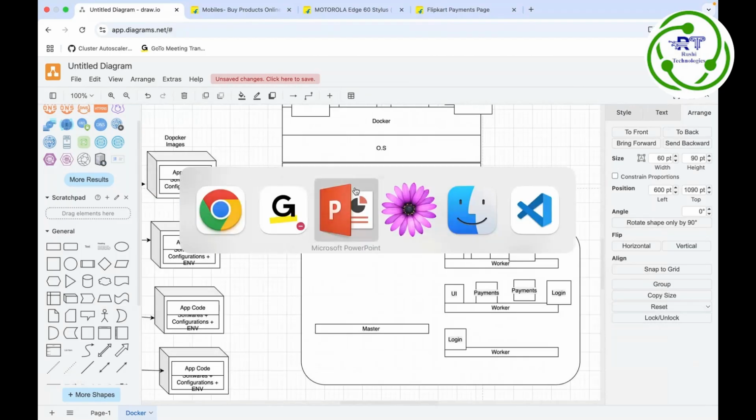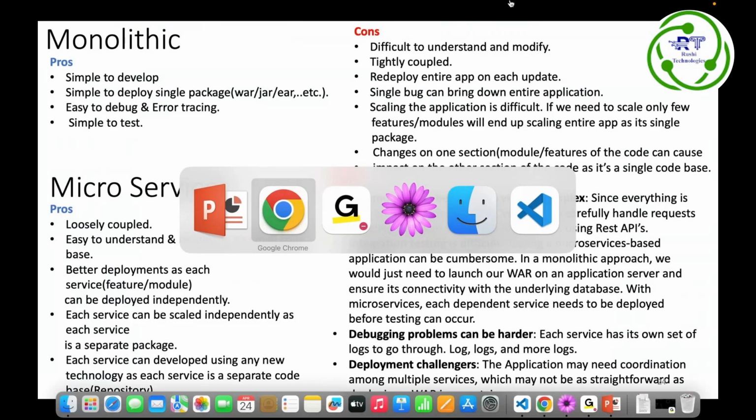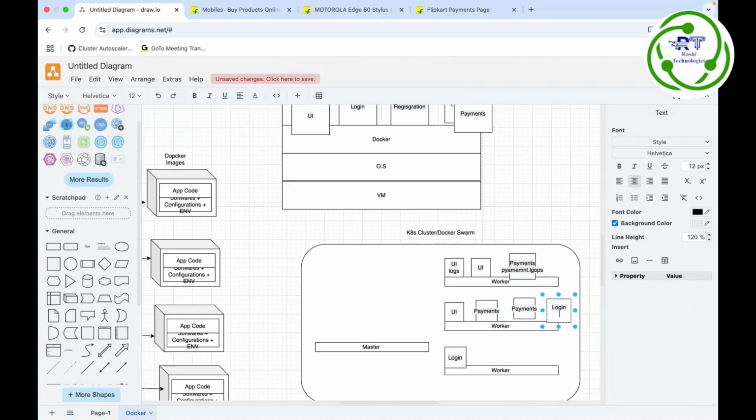The next biggest challenge here is that debugging becomes harder. Each microservice has its own set of logs. Earlier, your login, payment, registration, and orders logs were all in the same log file. But now you are deploying separately. So here you have the UI logs, here you have the payments related microservice logs, and here you have the login related logs. It is not in a single place.